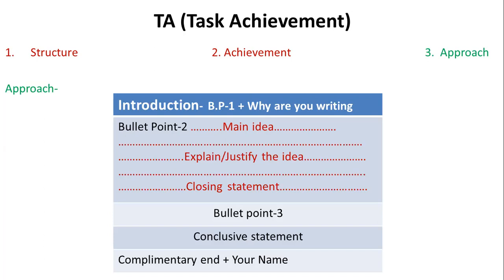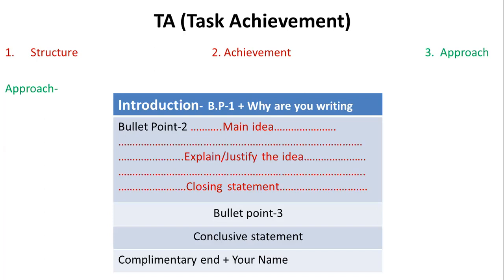So if my main idea is not correct, it doesn't matter whether we have explained the idea in a correct way or closed the paragraph in the correct way. If our main idea is not clear, the whole paragraph will be considered zero. There is nothing in this paragraph. If the first sentence doesn't contain the direct answer to the question, the whole paragraph will be cancelled, as if nothing was written in it.